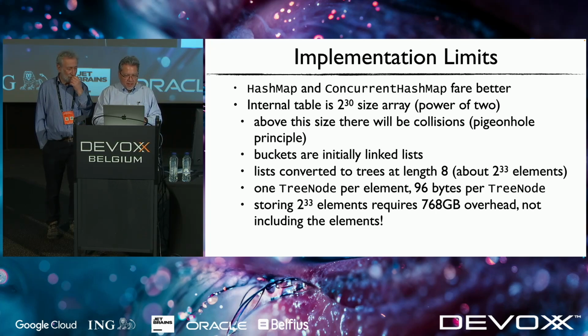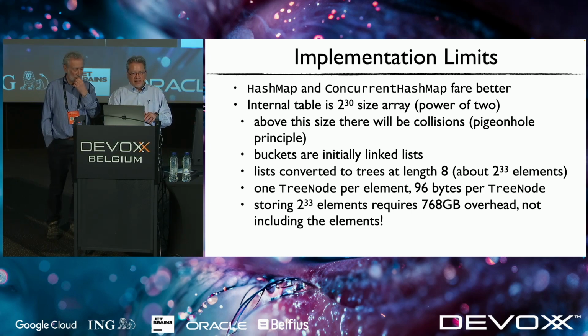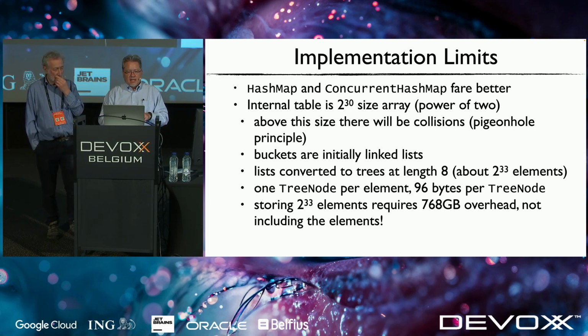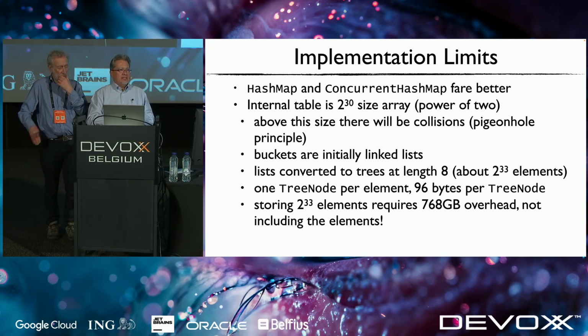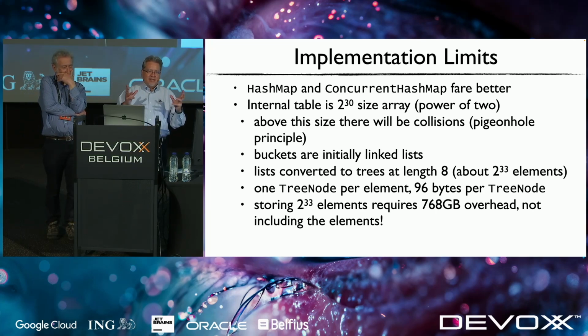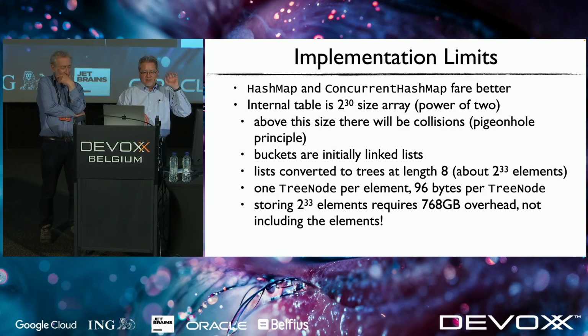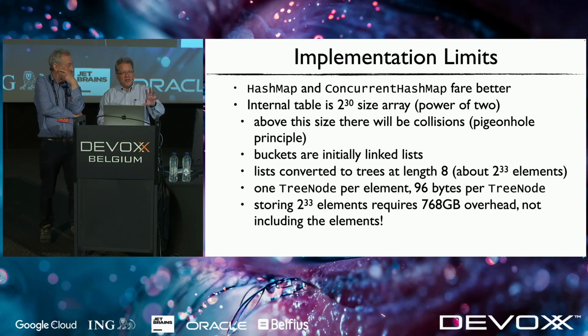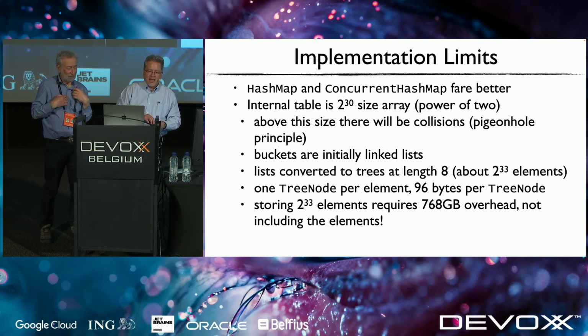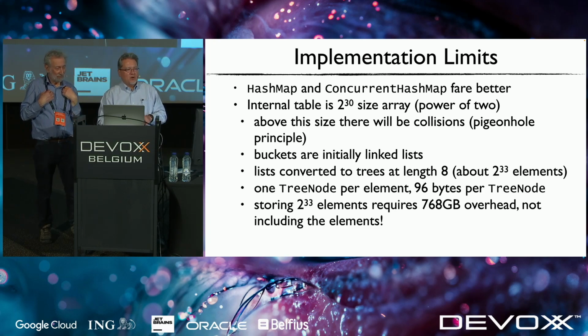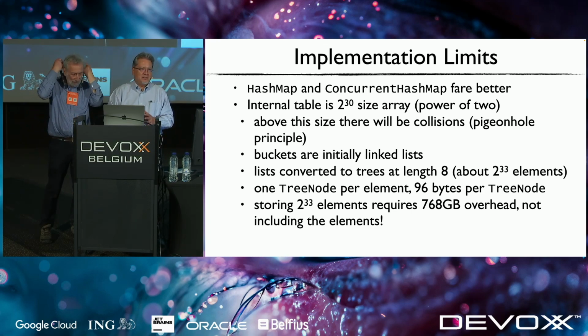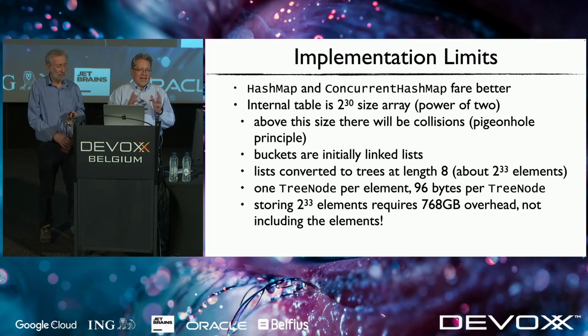The problem, though, is that once again, we have one node per element stored in the collection. And a tree node is actually 96 bytes because there's a bunch of things in it. It has a bunch of fields and the object header. And so if you wanted to store 8 billion elements, which is when the tree nodes start to come in, then the overhead of keeping track of all of those is 768 gigabytes. And again, that's not even including the size of the elements you're storing.